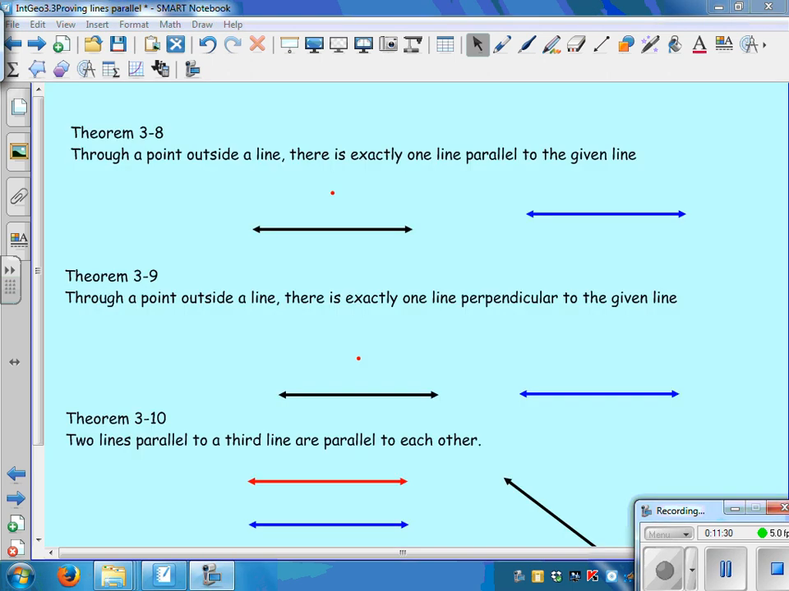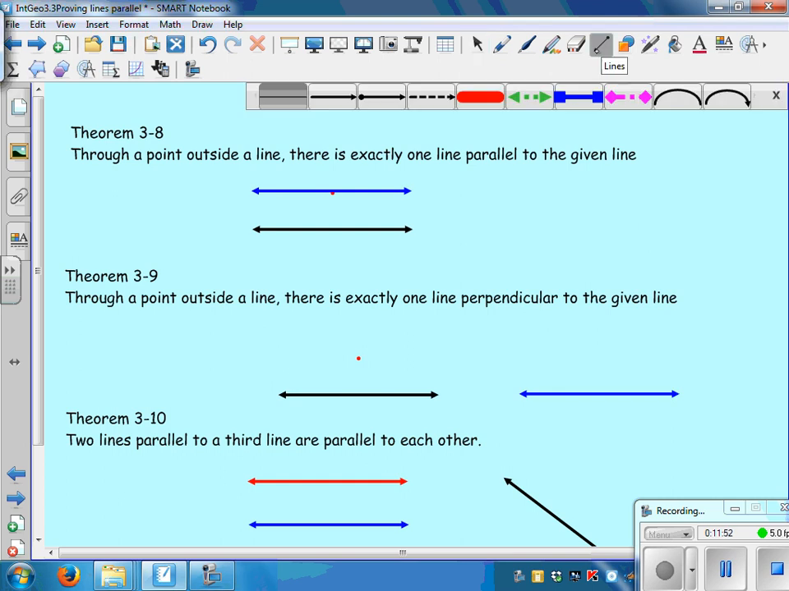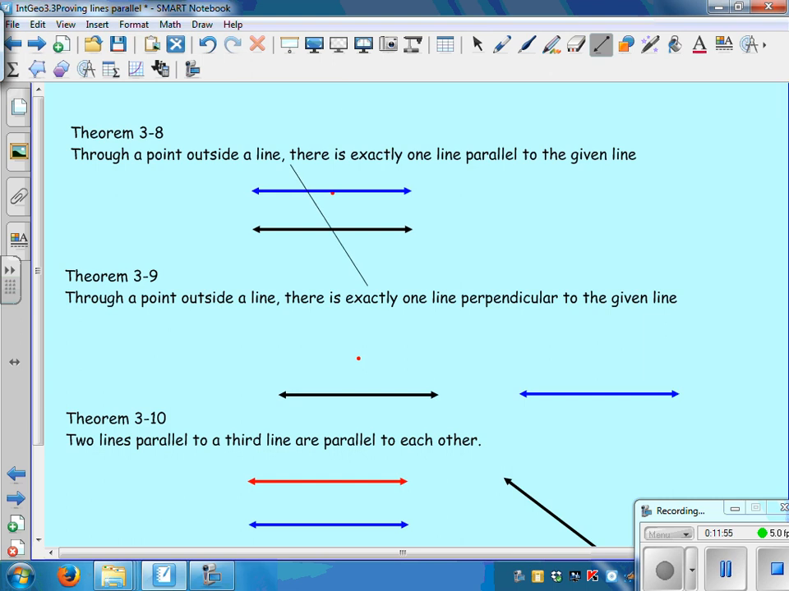So there are a few other theorems in your book. They may ask you to prove them. We're just going to briefly talk about them now. For a point outside of a line, there's exactly one line parallel to that given line. You see I have a dark line with a point, and there's one unique place that I can put this line such that it'll be parallel. The way you would show that is drawing in some sort of a transversal and then proving a set of corresponding angles congruent. You can also do alternate interiors.